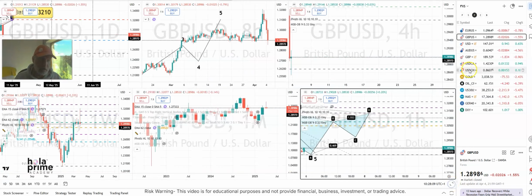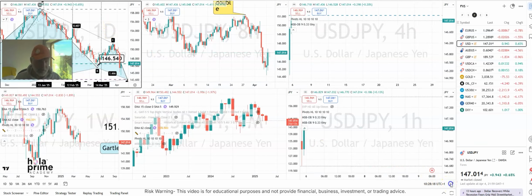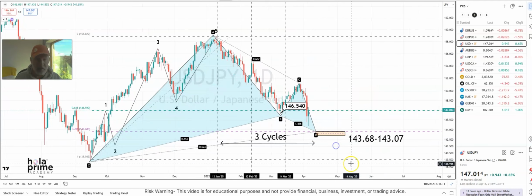Dollar yen, stock indices are still moving lower. That's driving this currency pair to the downside. This is my medium-term focus, which is the completion of the Gartley formation. That's between 143.68 and 143.07. We've seen a good correction to the upside. We've even broken through the previous swing low, so what was support at 146.54 then became resistance. We've broken that upside barrier.